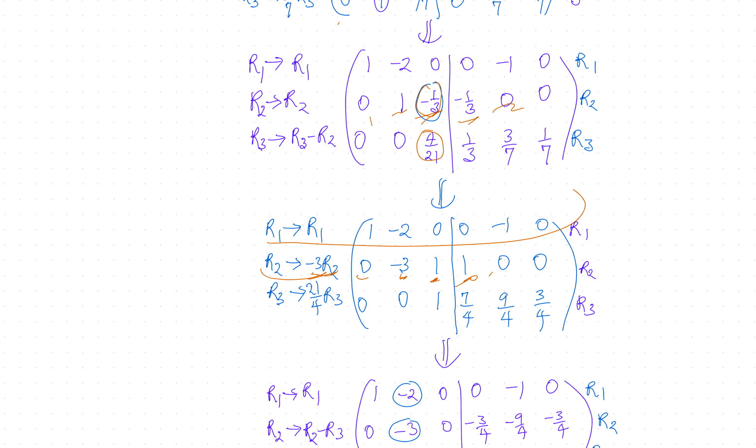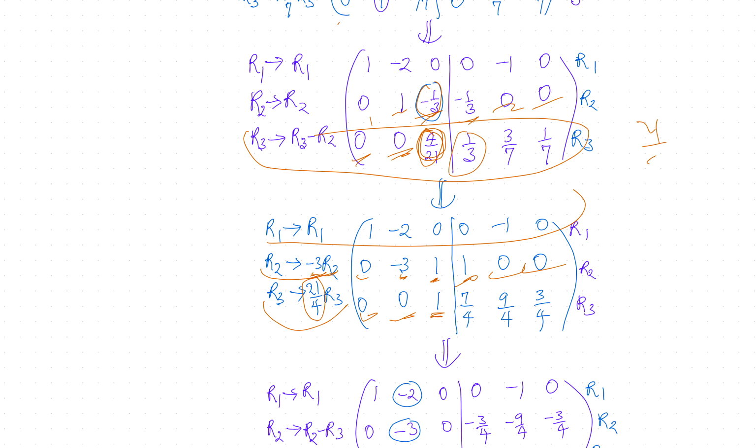And then for row 3, we want this one to also be 1, 4 over 21. So the multiplicative inverse of 4 over 21 is 21 over 4. So the new R3 is going to be 21 over 4 times the old R3. So 21 over 4 times 0, 0. 21 over 4 times 0, 0. 21 over 4 times 4 over 21, 1. Very good. 21 over 4 times 1 over 3, 3 here is 1, 3 here is 7. So that's why this is 7 over 4.